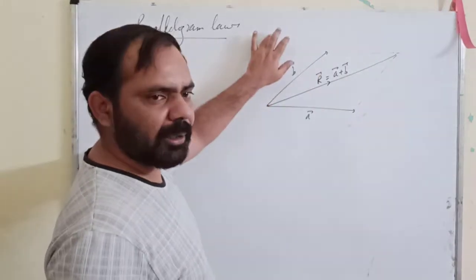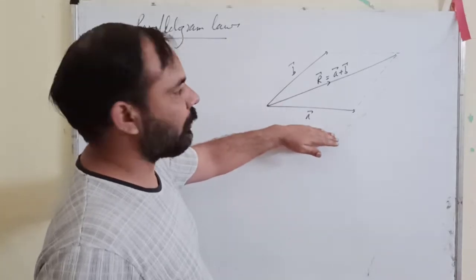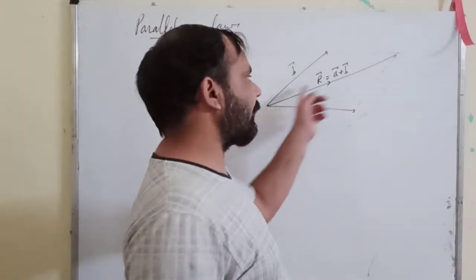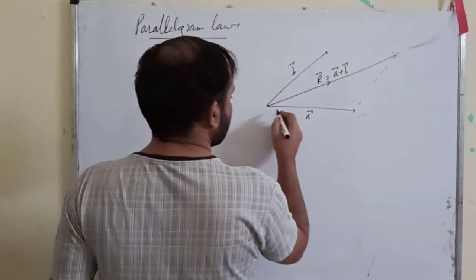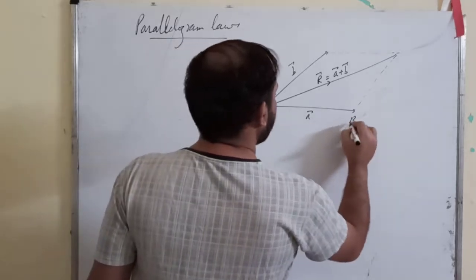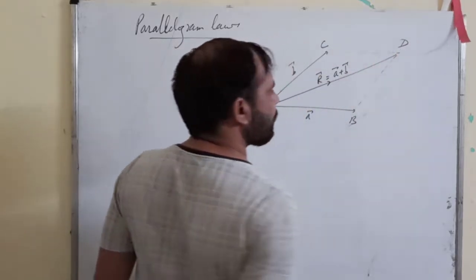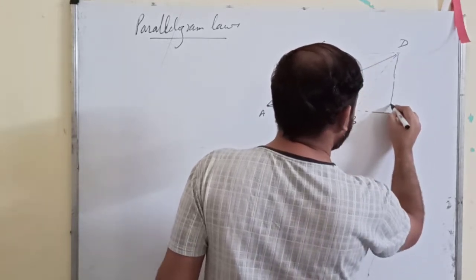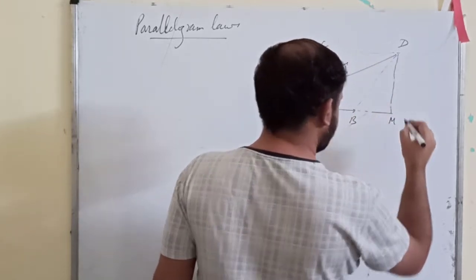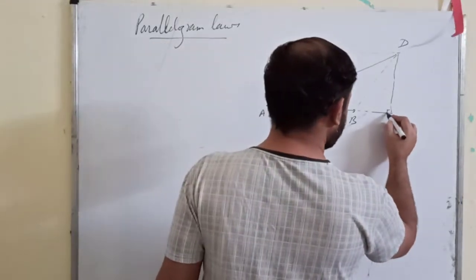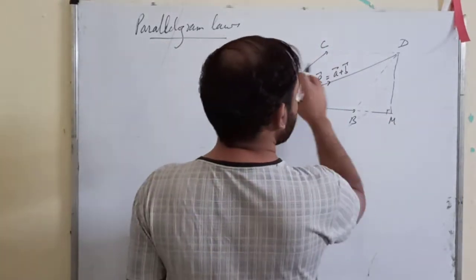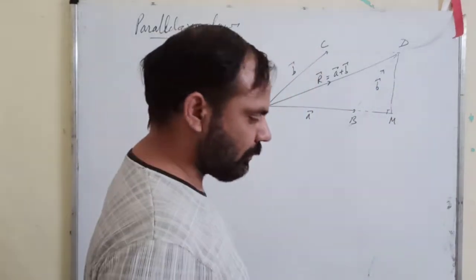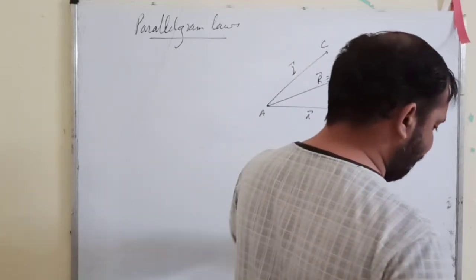Just try to understand. So this was the parallelogram law. If I can represent the two vectors by two adjacent sides of a parallelogram, then their sum will be represented by the diagonal. Suppose this is A, B, C, and this is D. I will drop a perpendicular from D, let us suppose M. Now if this is B, then this is also B vector in this direction, as I told you earlier also. So this will be your B vector.